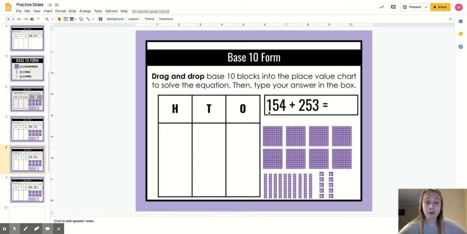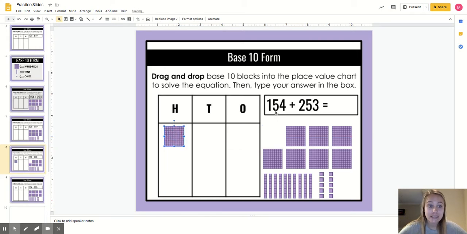When I look at this number, it has a 1 in the hundreds place, so I'm going to go ahead and drag one of my hundreds over. If I look in the tens place, I see 5 tens. So I'm going to drag 1, 2, 3, 4, 5 tens into the tens column of my chart. And then I look at the ones place and I see 4 ones. I'm going to take 4 of my ones right over here. 1, 2, 3, 4.